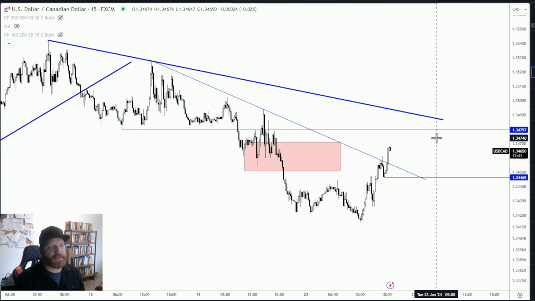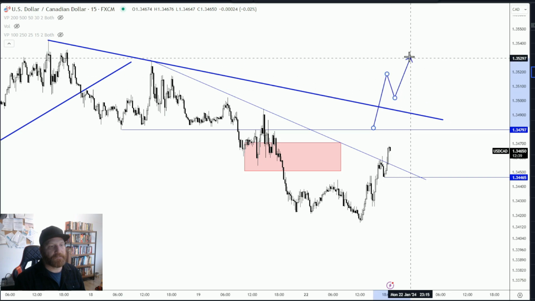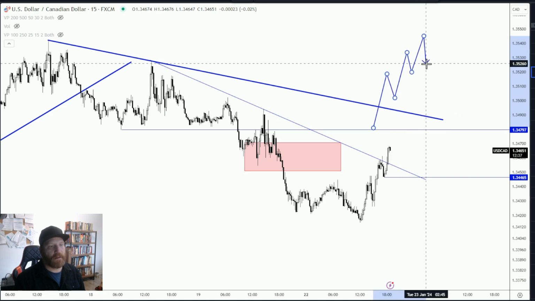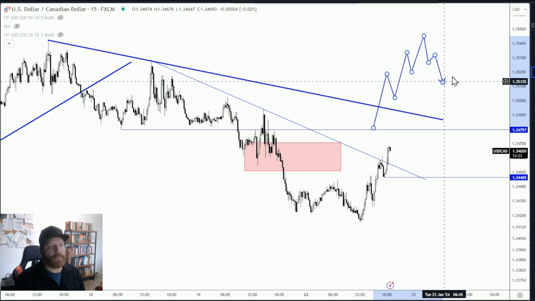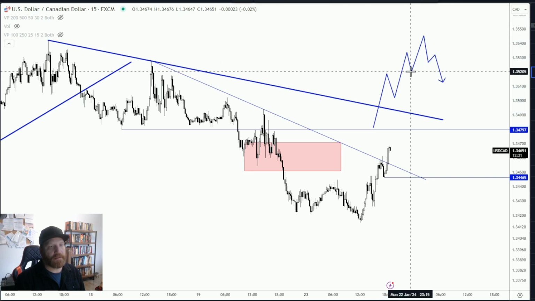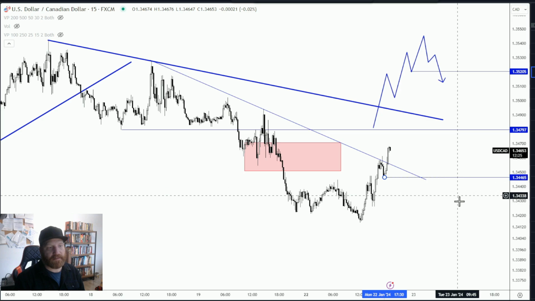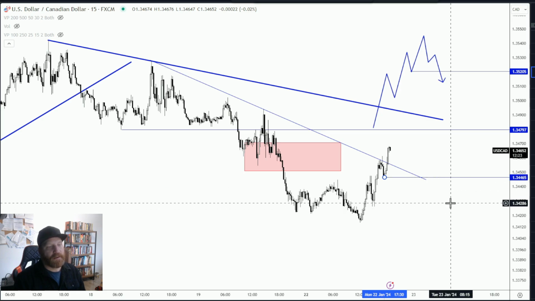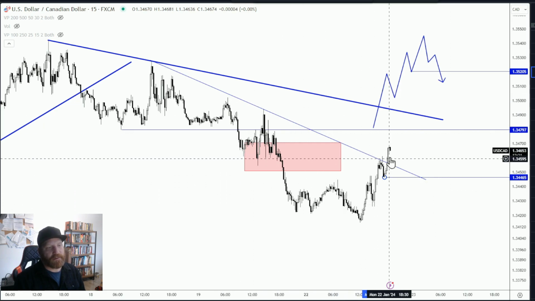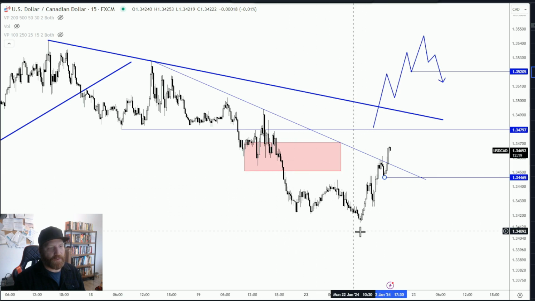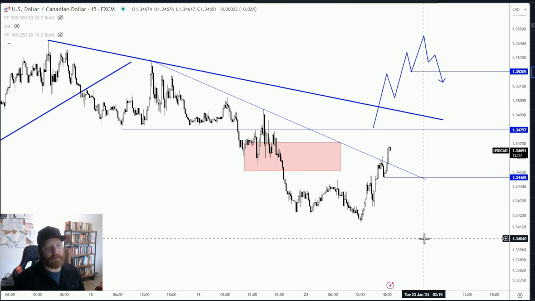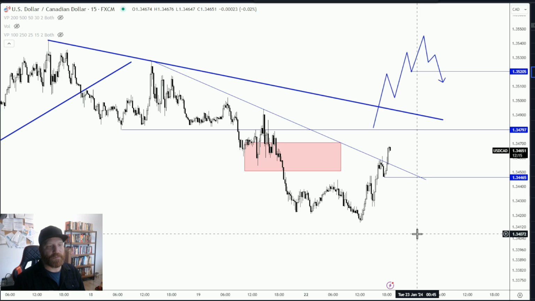What I would like to see is a lower low breaking this one here, which is that. So if I don't see that, then this is not a short. And because of the fact that it went beyond this trend line and we have a reversal pattern, then I would move on to the next idea.